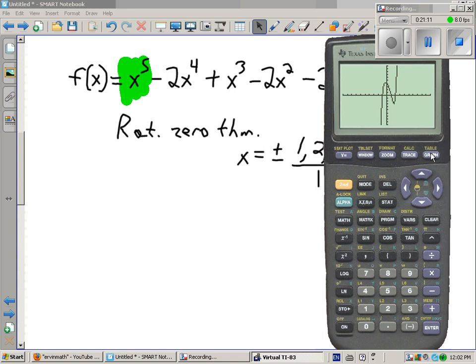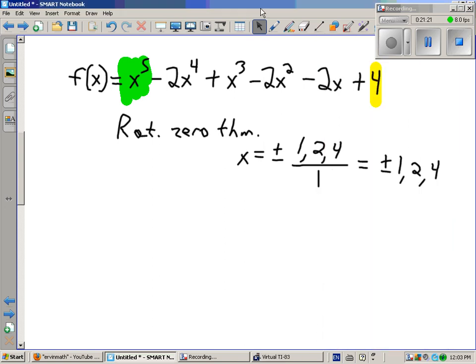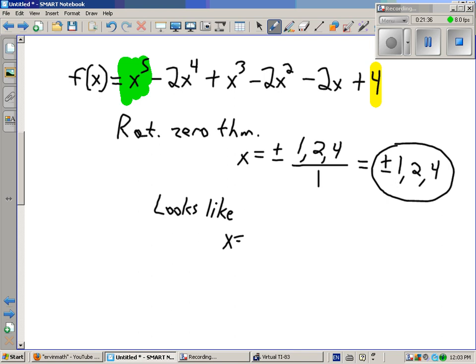Now, what it looks like is negative 1, 1, and 2. Notice how negative 1, 1, and 2 are all part of our candidates right here. So it looks like our zeros are going to be at x is equal to negative 1, x is equal to 1, and x is equal to 2.